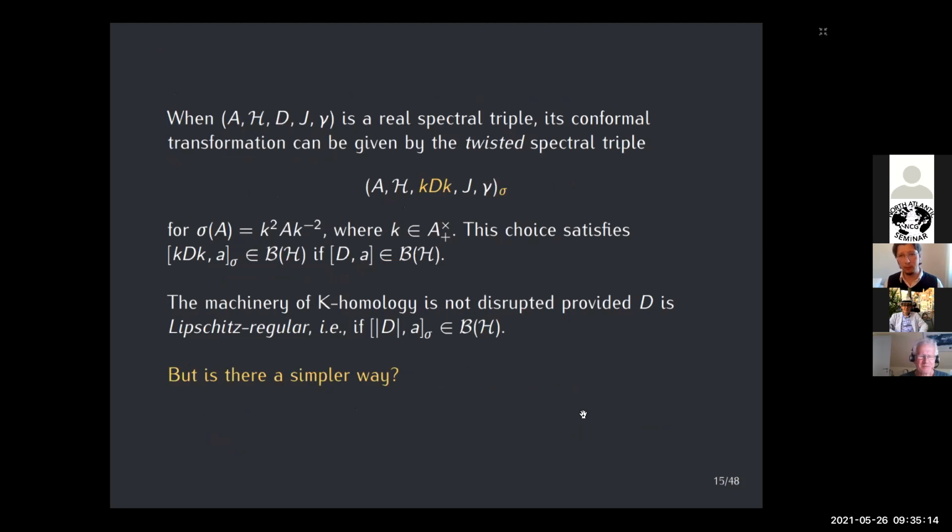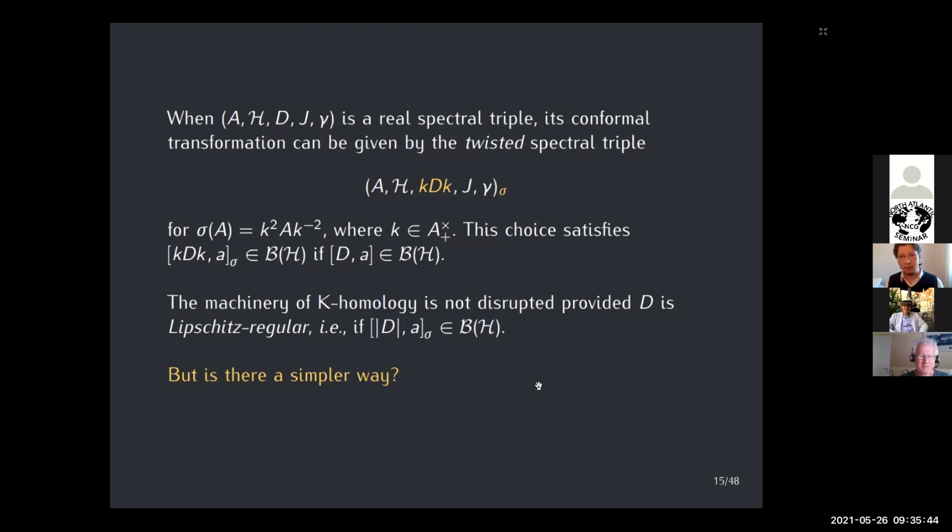So, okay, let's say that we have a real spectral triple. We conformally transform it like we saw before. What we end up with is a real twisted spectral triple, where again, our Dirac operator is just D sandwiched by K, and the twist automorphism is coming from the Weyl factor, just conjugation by the Weyl factor. And okay, this is a twisted spectral triple. It's all good in that sense.